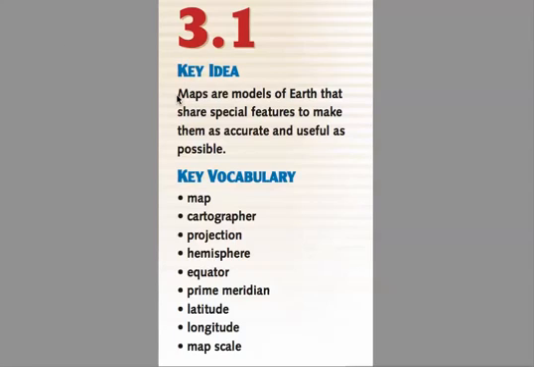Maps. Models of a spherical Earth. There are problems with maps. They have distortions, but we do what we can. Keywords: map, a two-dimensional representation of a three-dimensional planet. Cartographer, a person who makes maps, comes from the Greek harte, which means map or paper, and grapher, to write. So writing a map, a projection. I'll show you what that means.